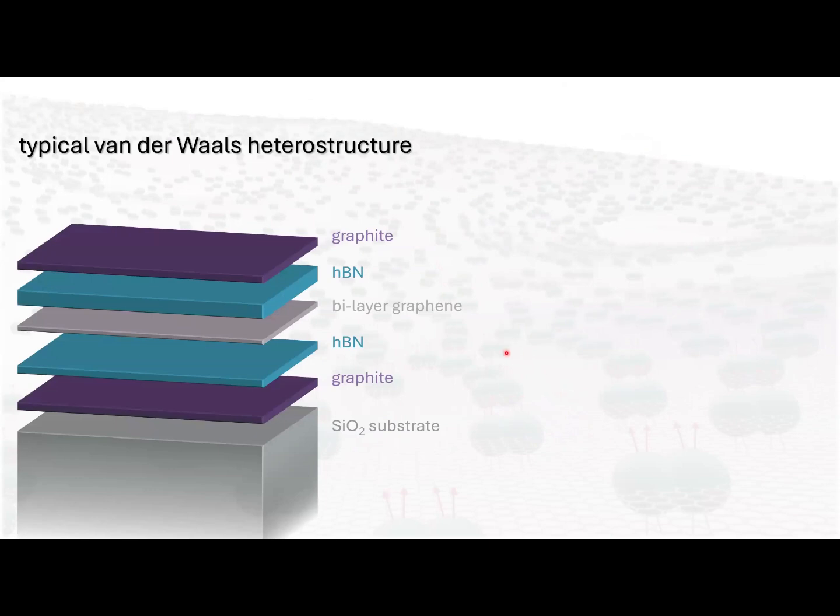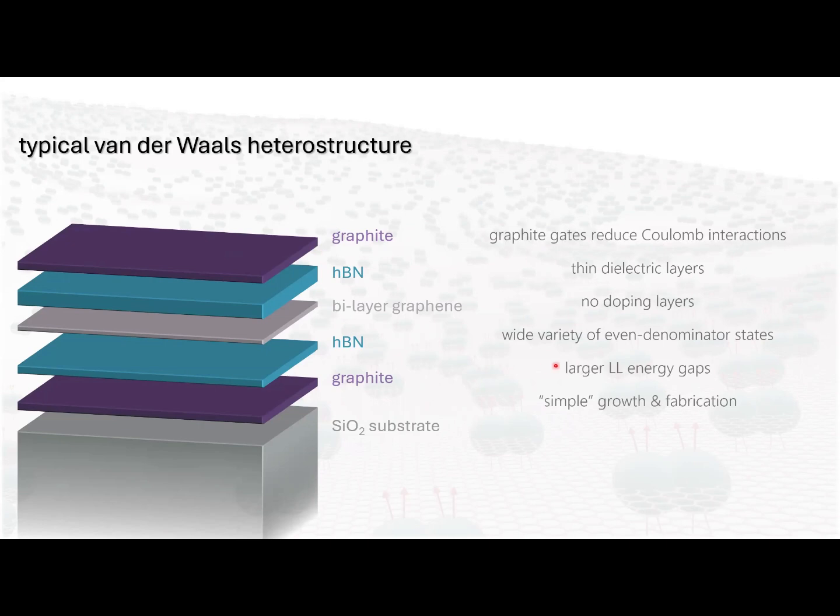So first, very quickly, this is kind of the heterostructure that we work with. It's bilayer graphene encapsulated with HBN, encapsulated with graphites. It has a few advantages, but if I want really to pinpoint the important ones, for Fabry-Perot, it's important that the graphite gate reduces the Coulomb energy. So we use very thin HBN. Another thing is that there is no doping layer. Everything is electrostatically controlled, and that's important because the gates are stable. And another thing that I'll show you is that there is a wide variety of even denominator states.